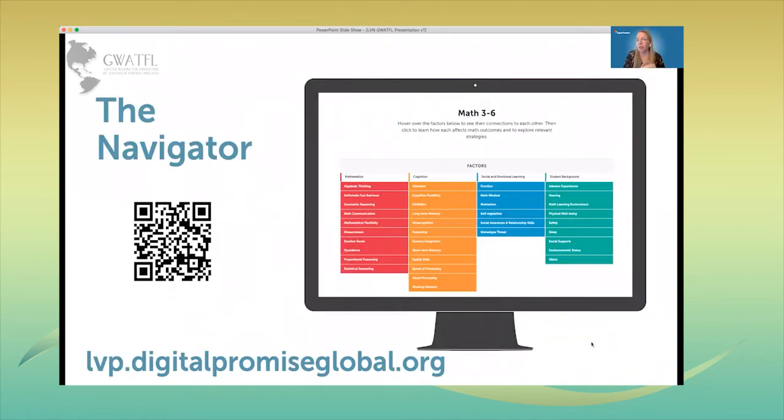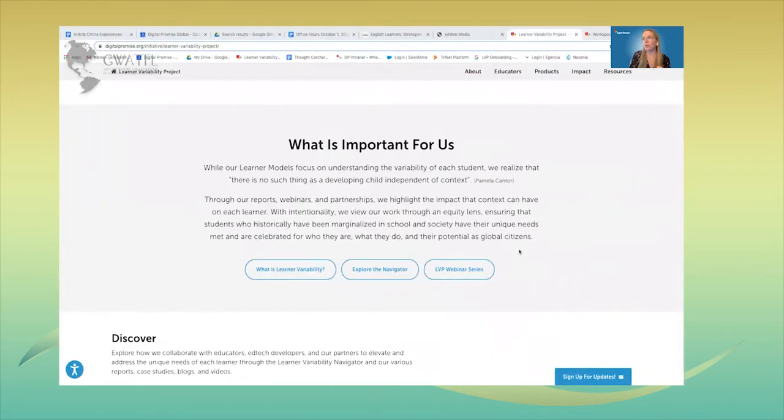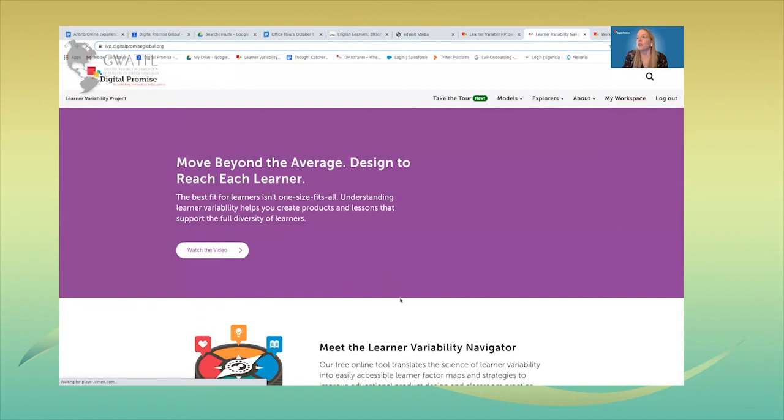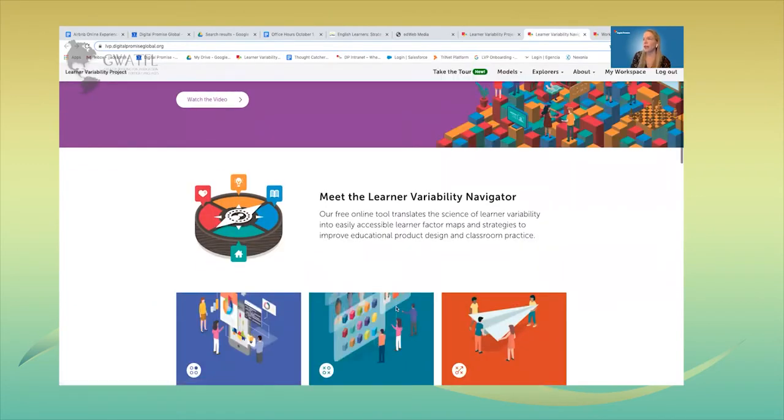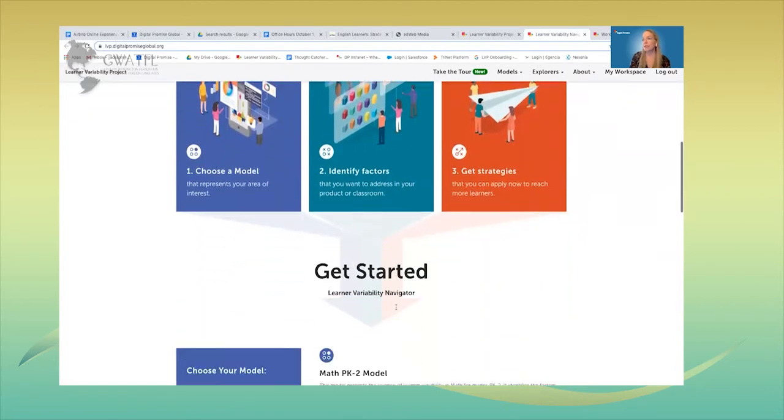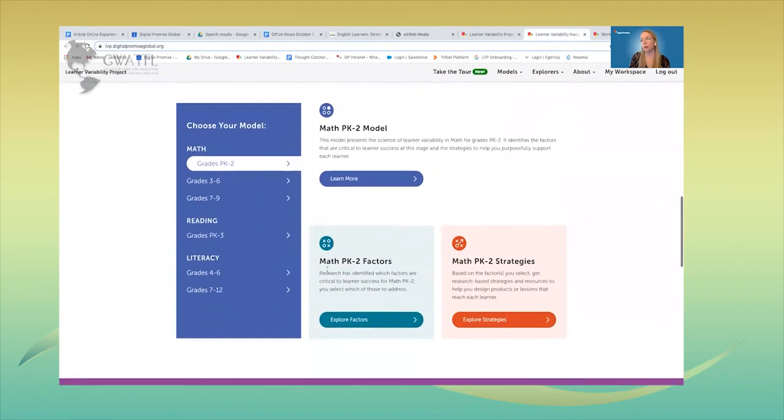And so let's jump into the navigator. You can follow along with me if you want by going to lvp.digitalpromiseglobal.org. There's a QR code there that can also take you there if you're following me on a mobile device. I'm just going to switch over here and jump to the navigator. So our navigator has 6 different learner models that you can choose from.